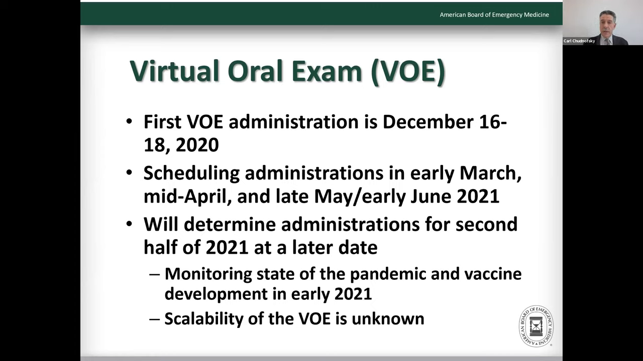The first exam is going to be taking place in December. The dates are set. It'll be December 16th through the 18th. We also plan to have three additional exams in the first half of 2021. There'll be one in early March, another one in mid-April, and a third sometime in either late May or early June. We have yet to determine the administrations for the second half of 2021.